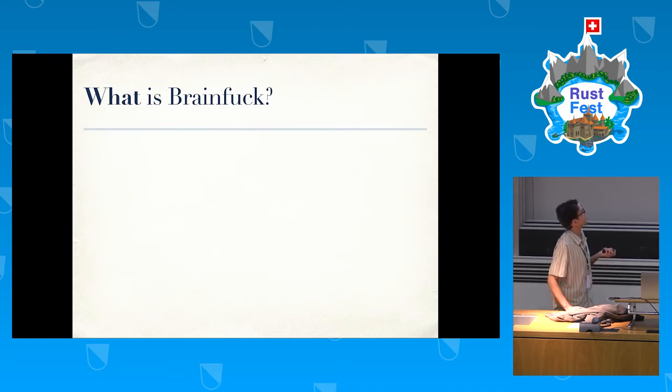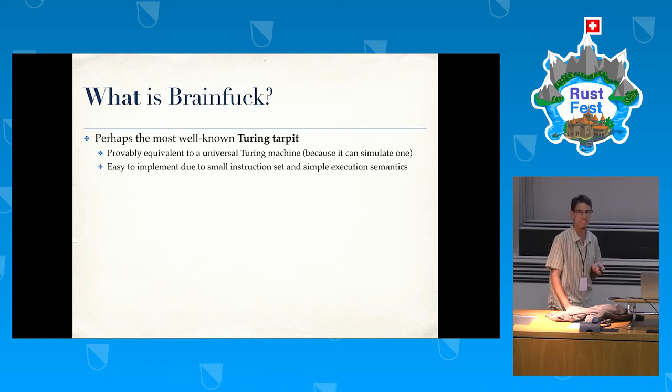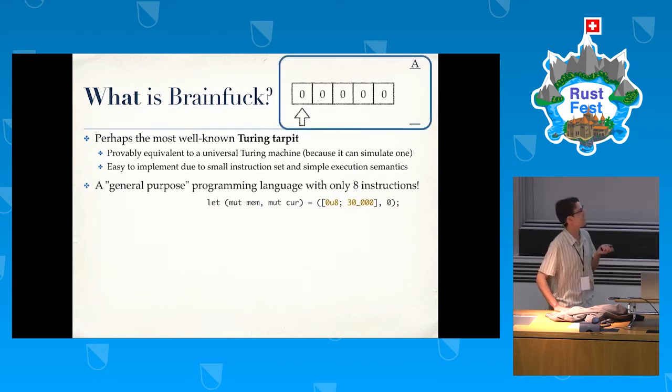What is this language I'm talking about? So Brainfuck is what's called a Turing tarpit, which means it's Turing complete. You can compute any computable function, but it's really annoying to compute any computable function because Brainfuck is basically an assembly language with 8 instructions. So I'm going to go through those instructions one by one with a little cartoon and some Rust code to illustrate what I'm talking about.